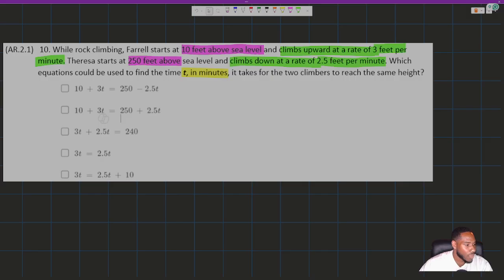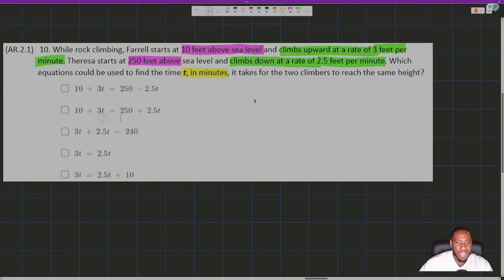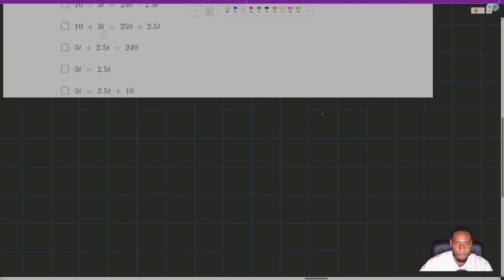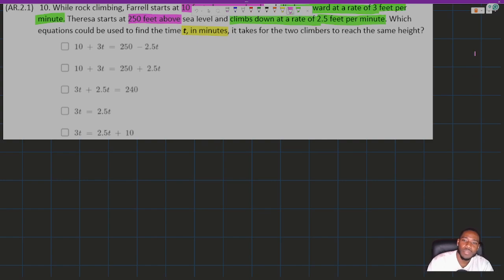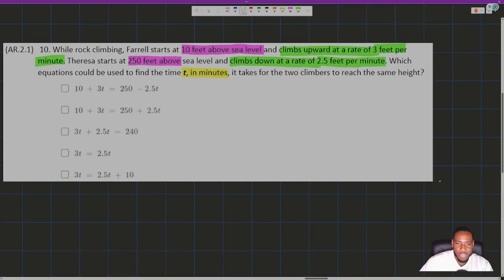All right? And so using that information, we're going to figure out how long it's going to take them to meet. Okay? And the answer choice really could be multiple of the ones we have here, right? So we got to be careful about it. So to start, I'm going to start by just modeling the situation.